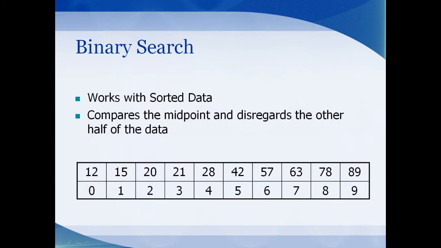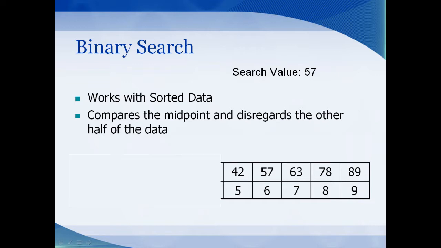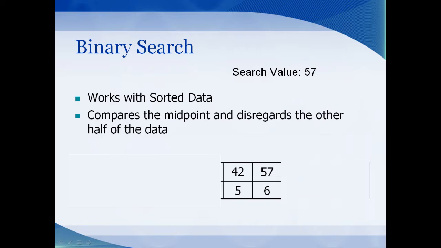A binary search can be done if the array or list is in order. Suppose we're searching for the number 57. All you need to do is find the midpoint of that list and check that value. In this case, we have 28. We know that 57 is larger, so we can disregard the entire first half of the list. Now we find the midpoint of the list that's left. We're going to get 63. Well, we can disregard the second half of the list now.